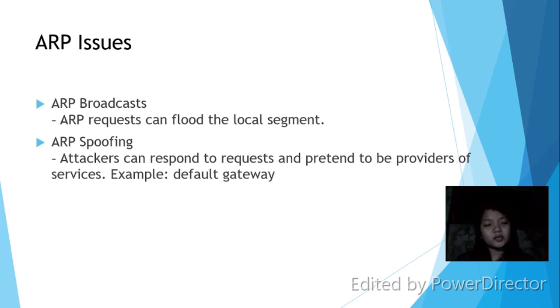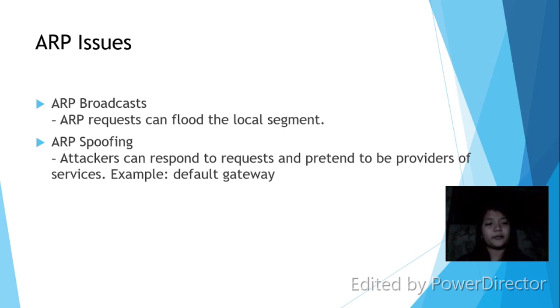Then the ARP issues. ARP broadcast: ARP requests can flood the local segment. So the flood is an issue of ARP. If it floods the local segment, it will become an issue.